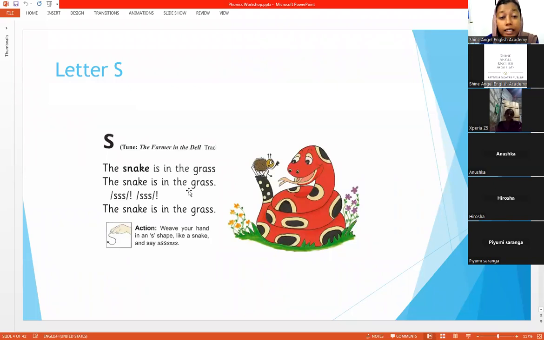Now why do we do this interaction with the children? So that they can learn it in a fun way. That is why we say Jolly Phonics. They learn it in a really fun and jolly way, and it helps them remember. When they remember the letter S, they will think about the snake, the way it hisses. So you say it.